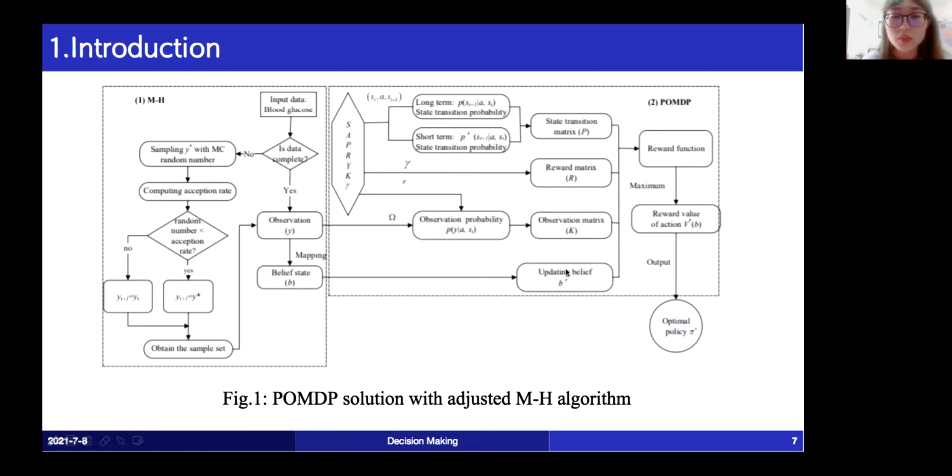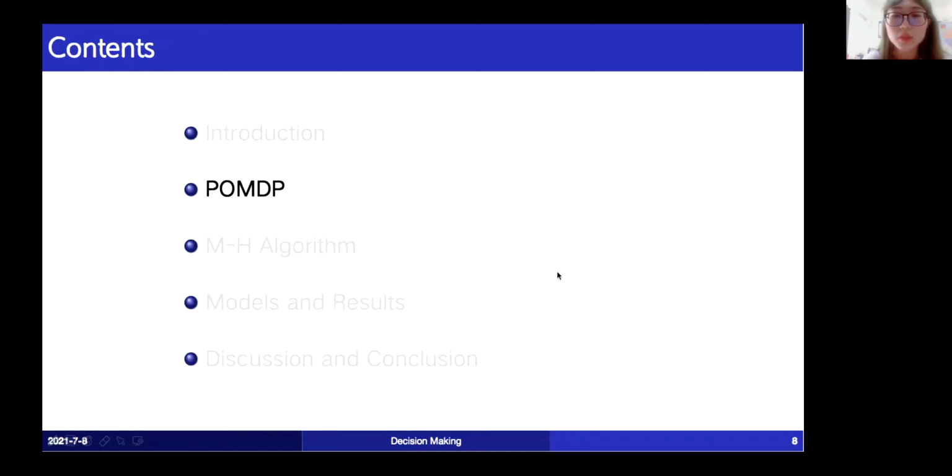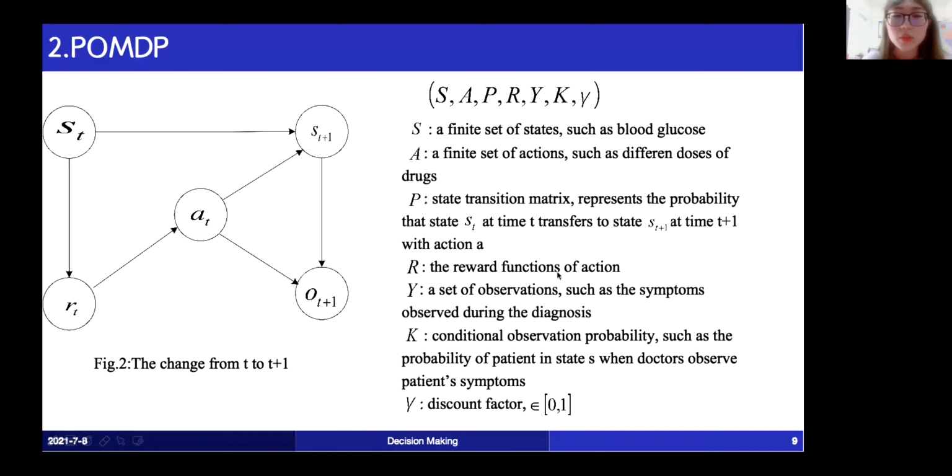In this study, the way to solve POMDP is the POMDP package in R. Firstly, I'll introduce the model. The POMDP model is represented by a 7-tuple. S means a set of states. A means a finite set of actions. P means a state transition matrix. R means a reward, and Y means a set of observations. K means the conditional observation probability, and gamma means a discount factor, which is between 0 and 1.